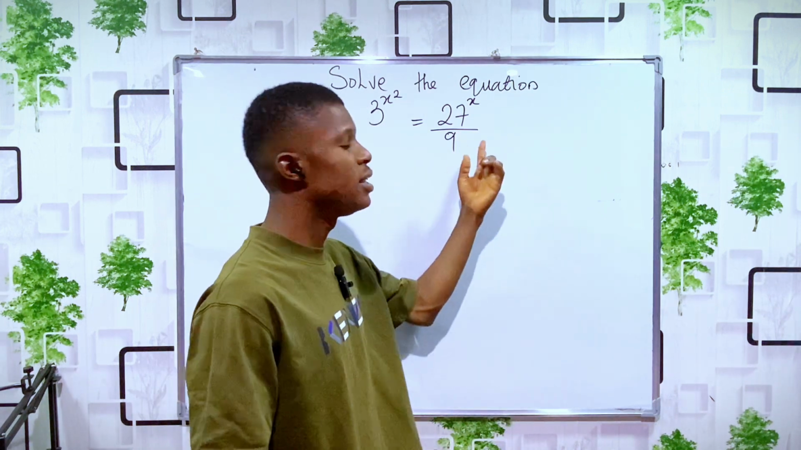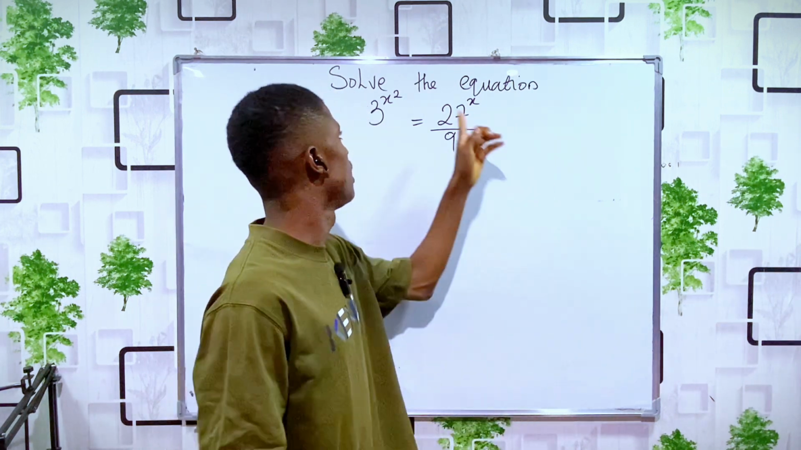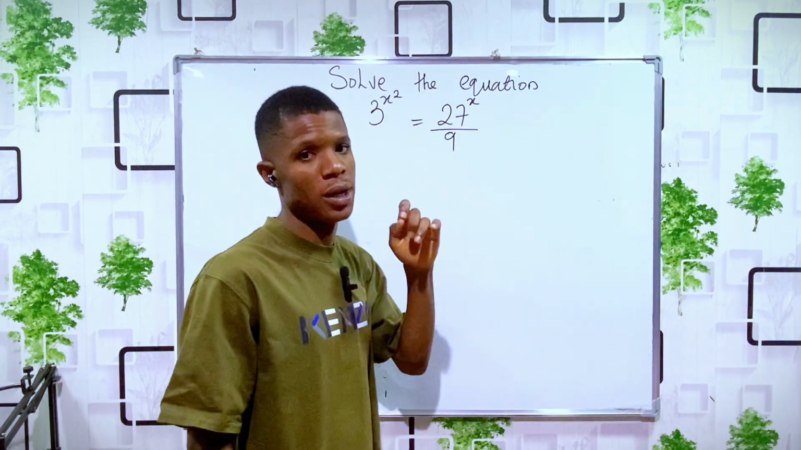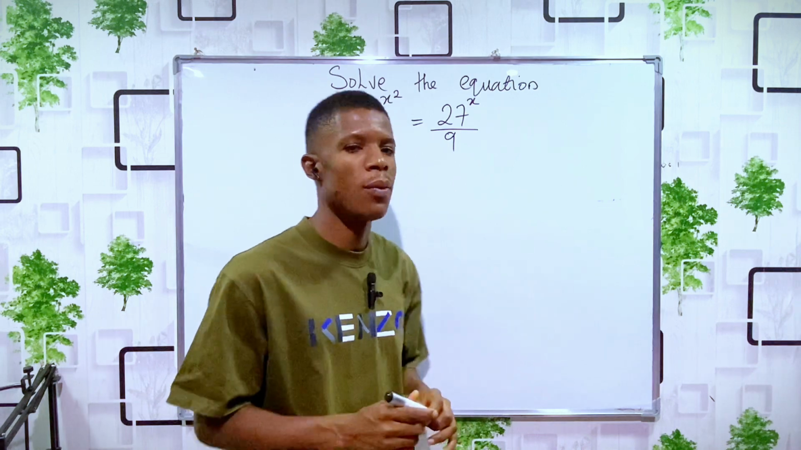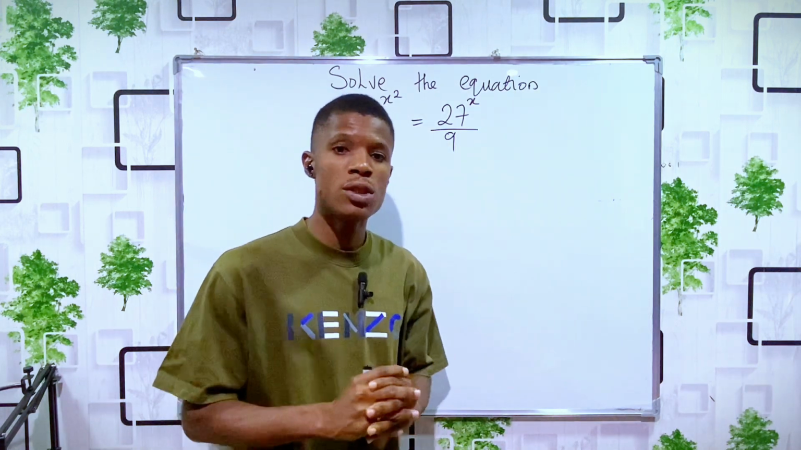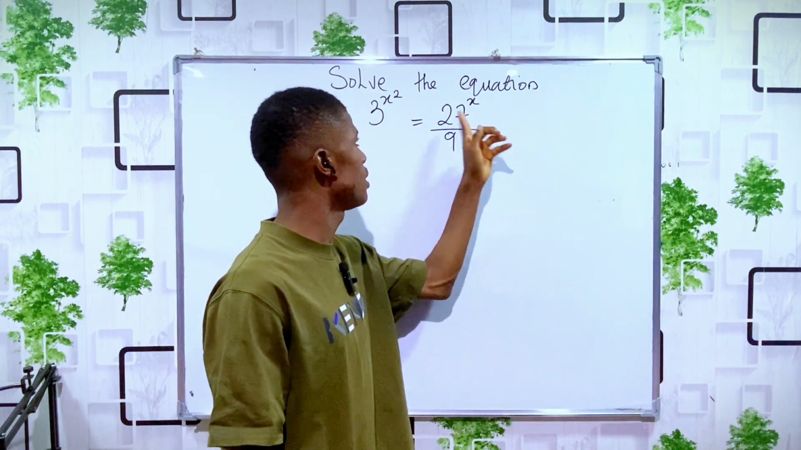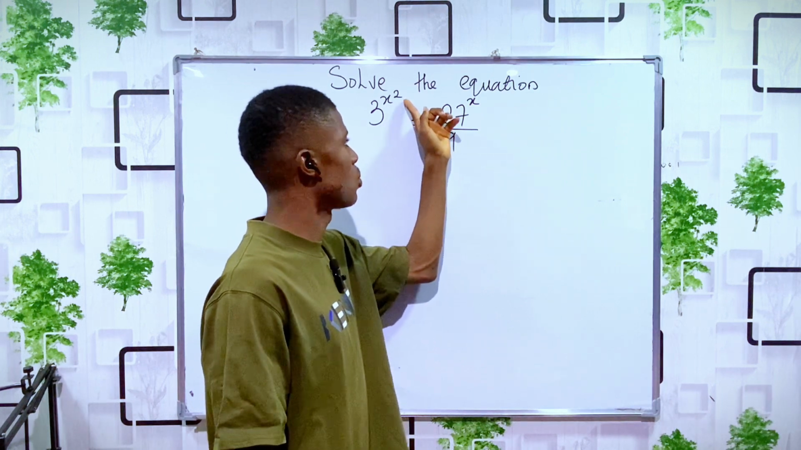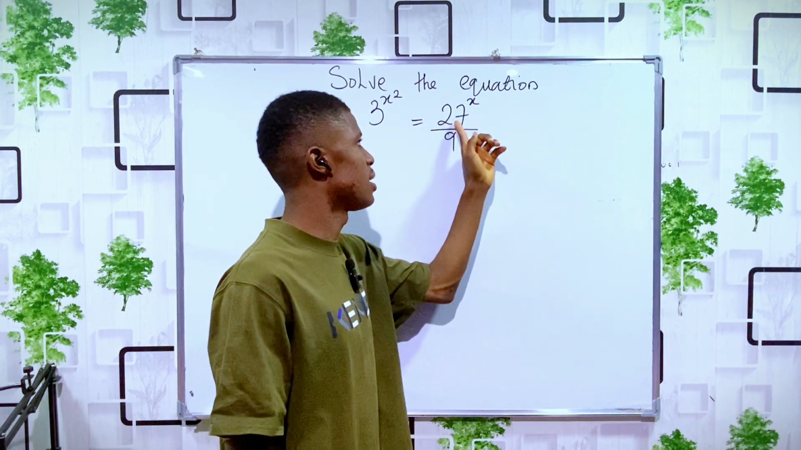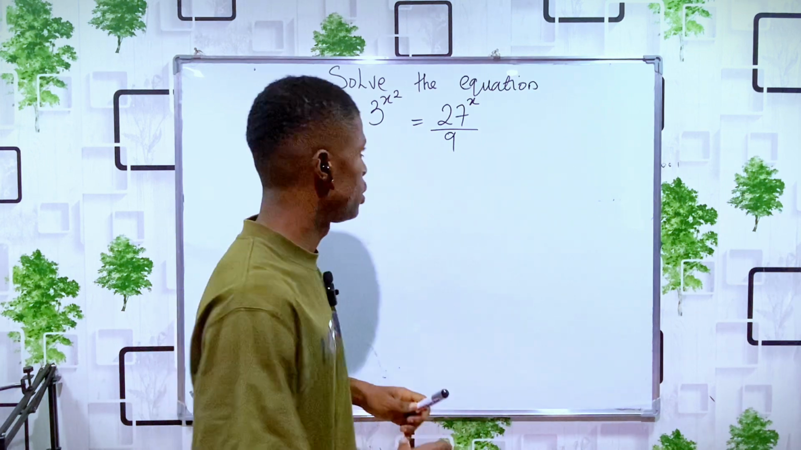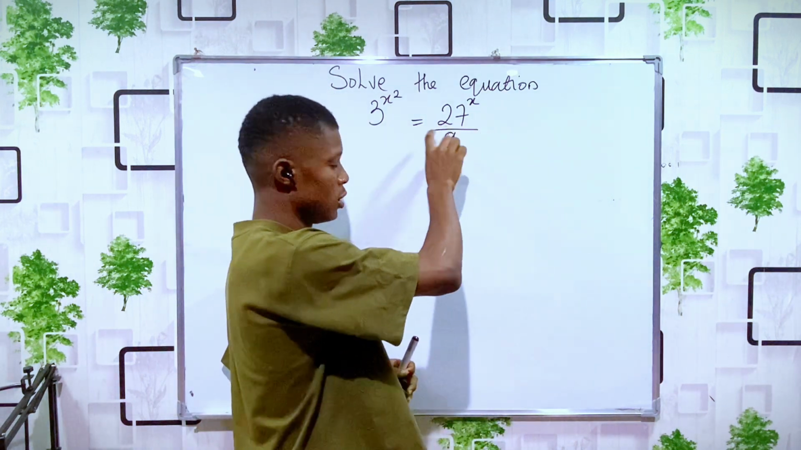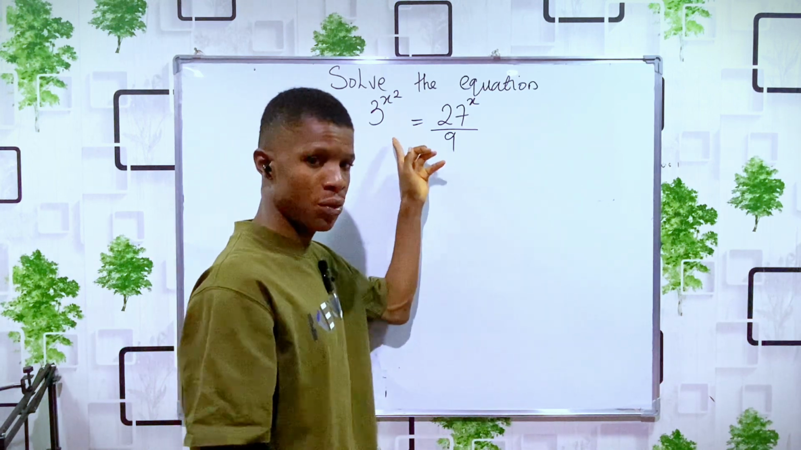This is an initial equation that has a quadratic exponent. For us to solve this, don't panic, it's very simple. The first thing we are going to do is check the numbers. We have 3 to the power of x squared is equal to 27 to the power of x divided by 9. What we are going to do is express all the numbers in base 3.